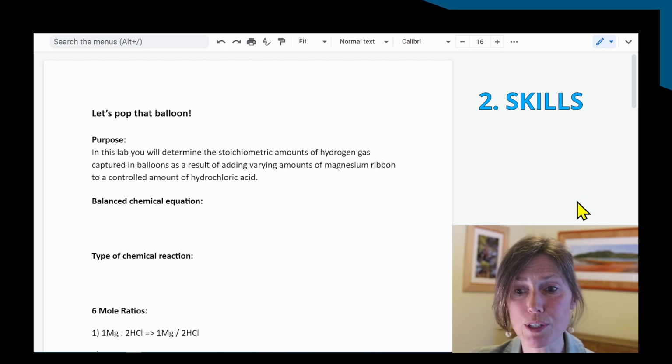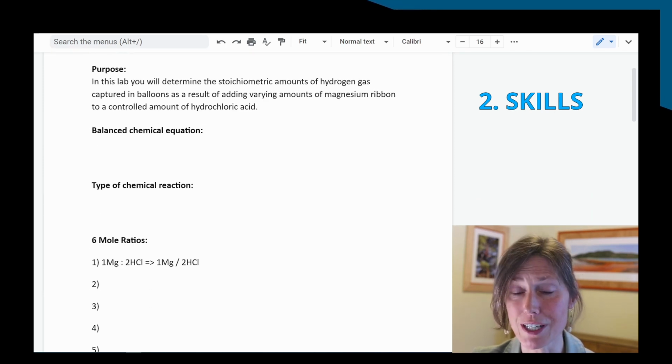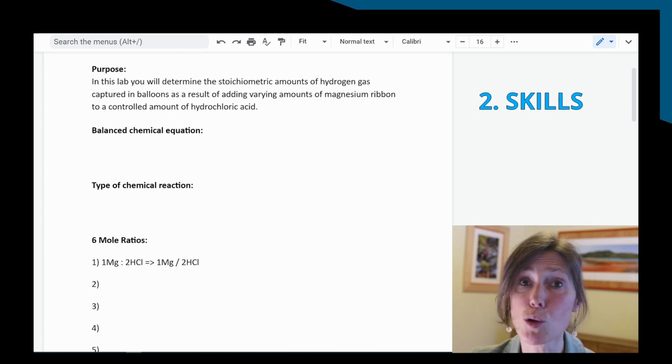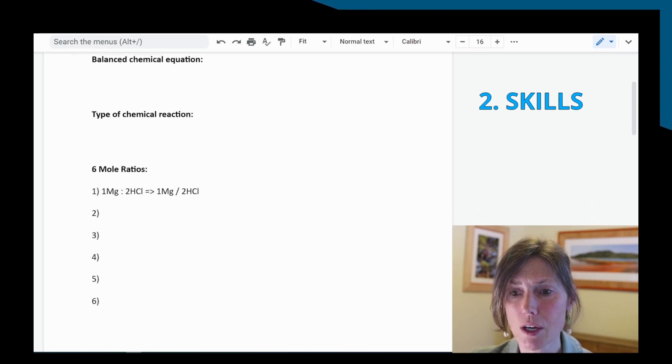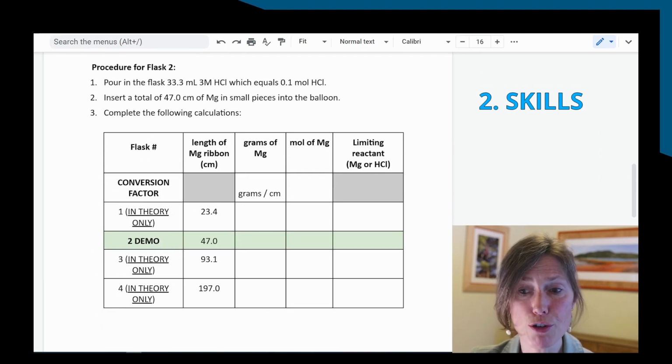So first, students set up a balanced chemical equation. They determine, with my help, what kind of reaction it is, whether it's decomposition, combination, single or double replacement. They come up with the mole ratios, 6 of them, based on that balanced chemical equation. And then I actually choose one of the 4 reactions to demonstrate in the fume hood. And this one is highlighted here as demo number 2.